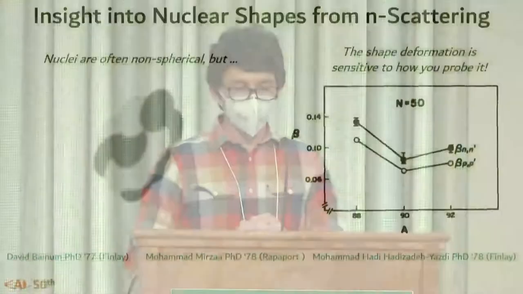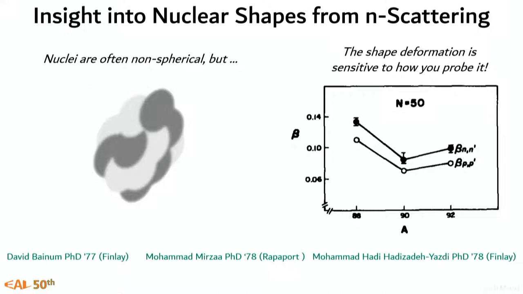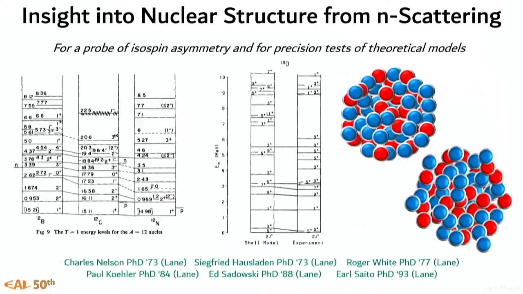And up until this point, it was thought there were experimental uncertainties that explained it all away. It really wasn't a problem. And then ultimately, the precision that the Accelerator Lab was able to provide showed that this is a real effect. So a proton coming in stretches the nucleus a little bit maybe, or a neutron coming in stretches it a little bit differently, and you can actually see this from these neutron scattering measurements.